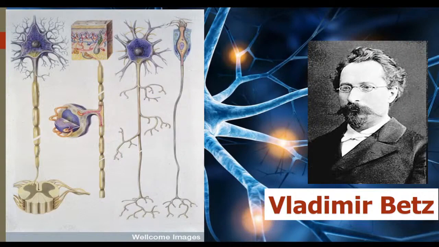On the other side, we have seen pseudo-unipolar neurons of the reflex arc. These are neurons which are located in the dorsal root ganglion. And we have also seen other multipolar neurons and bipolar neurons of the olfactory zone. These are olfactory neuronal cells.